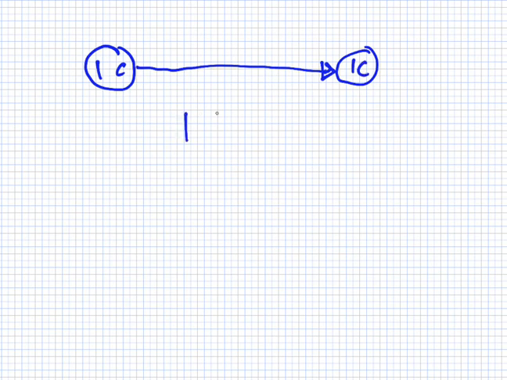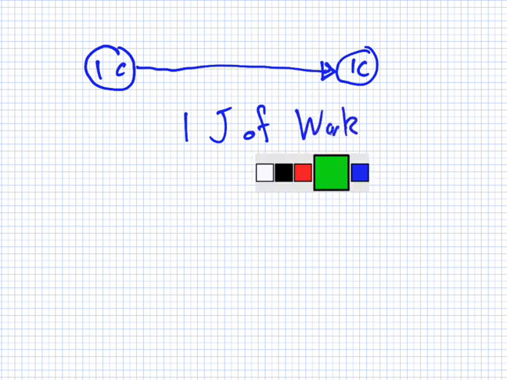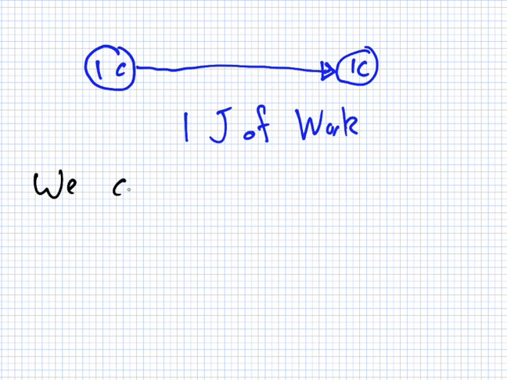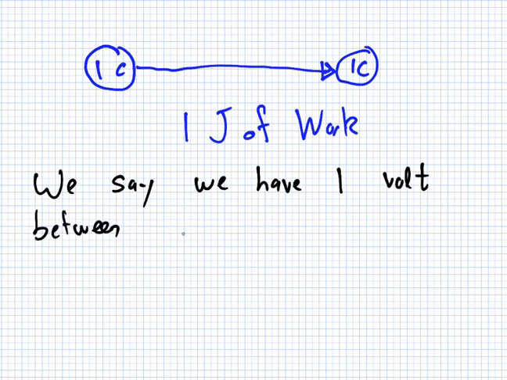Alright. So if you have 1 coulomb and you move it and it can do 1 joule of work, we say we have 1 volt between A and B.